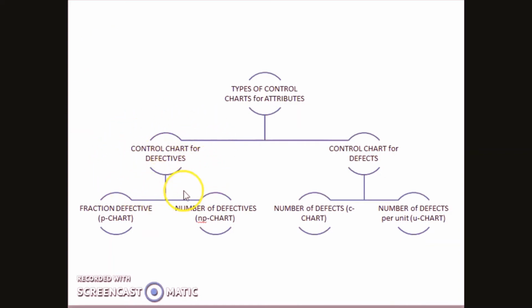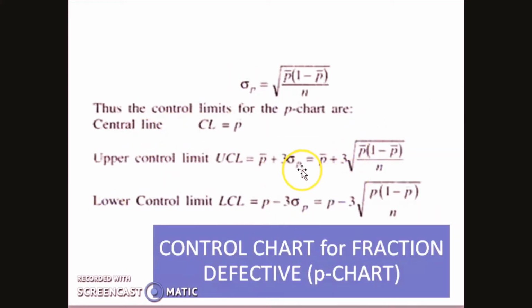So first, beginning with the control chart for defectives, that is the control chart for fraction defective and number of defectives NP chart. We are going to pick first the fraction defective P chart. So before moving further ahead, these are the formulas which we are going to use for the control chart for fraction defectives, that is a P chart. Here your central line is also called P bar. Upper control limit is given by the formula P bar plus 3 times sigma P.